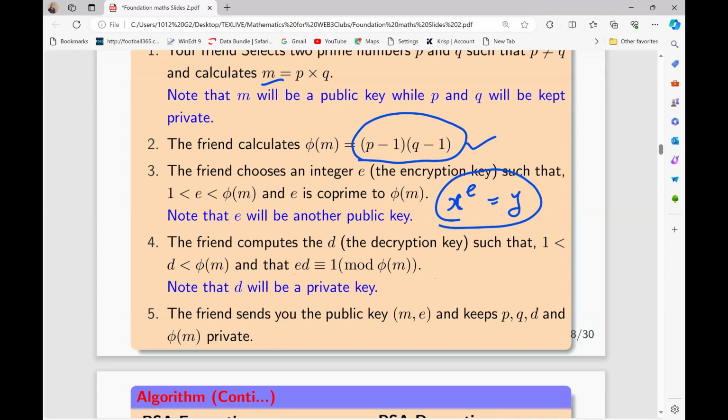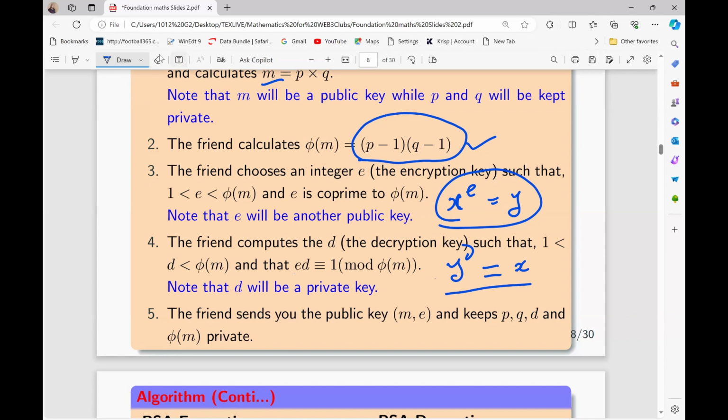Once your friend gets Y, he is supposed to decrypt it. To decrypt this Y, he raises it to the inverse of E, which is D. And this gives him the message you sent, the plain text, which was X. Your friend is able to read that. So we had gone through that algorithm yesterday, and we were just looking at an example.